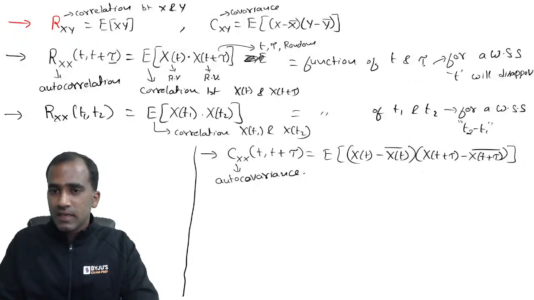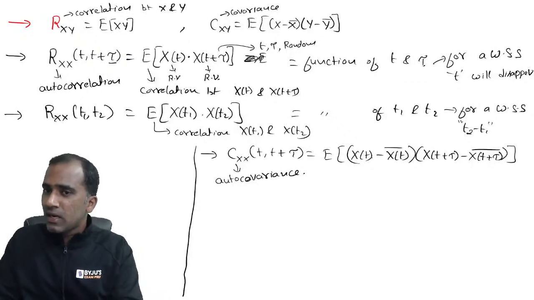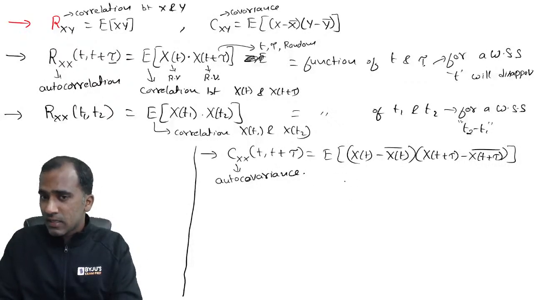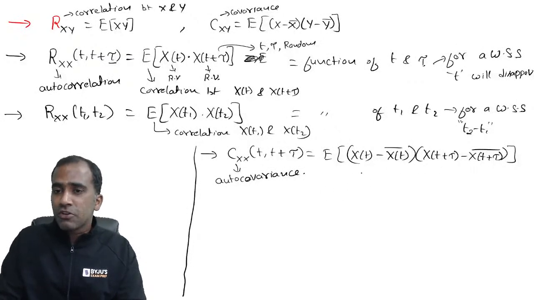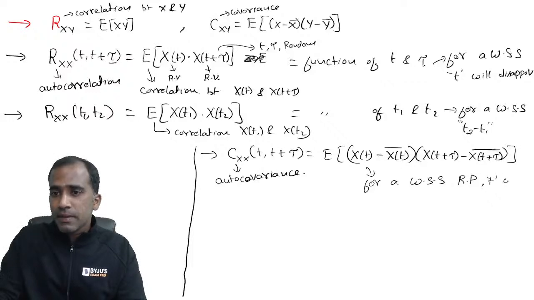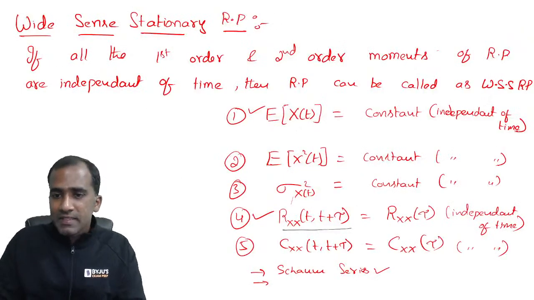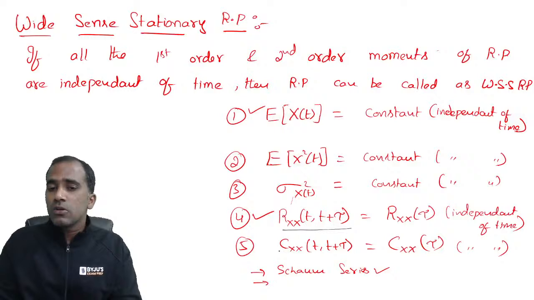So for this function, if you apply expectation, randomness will vanish, but other variables need not vanish. In the result, randomness can vanish, but it will be a function of t and tau, right? But for a wide sense stationary random process, somehow magically that t will vanish. So the result will be a function of only tau. For a WSS random process, here also t will disappear. If t disappears, we can write it like this also, because there is no necessity of t for a wide sense stationary random process. So autocovariance, we can denote it like this also for a wide sense stationary random process.